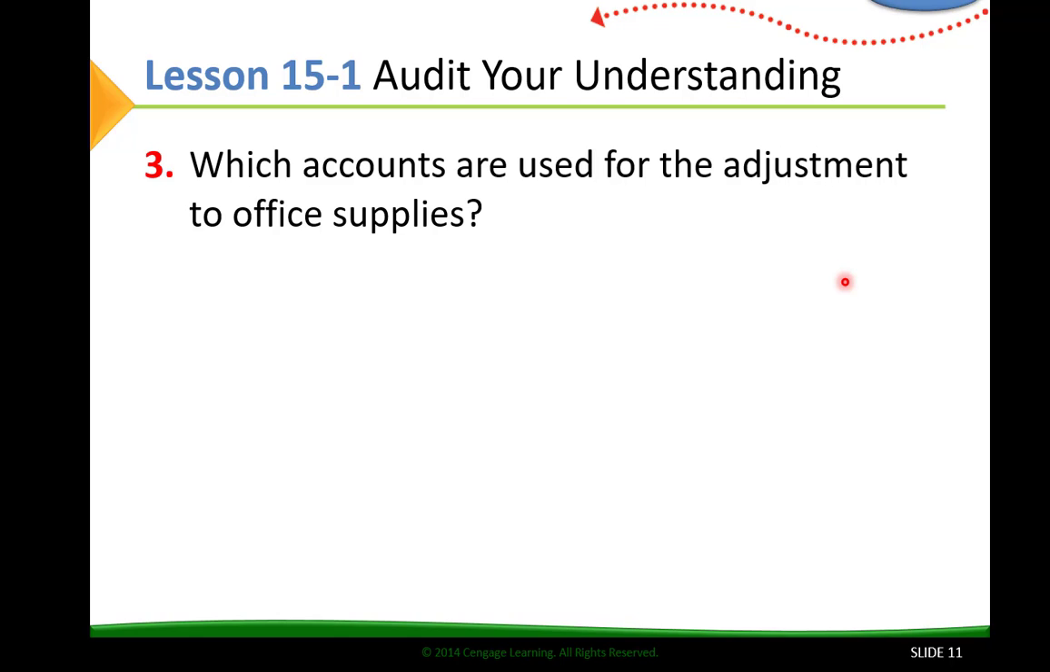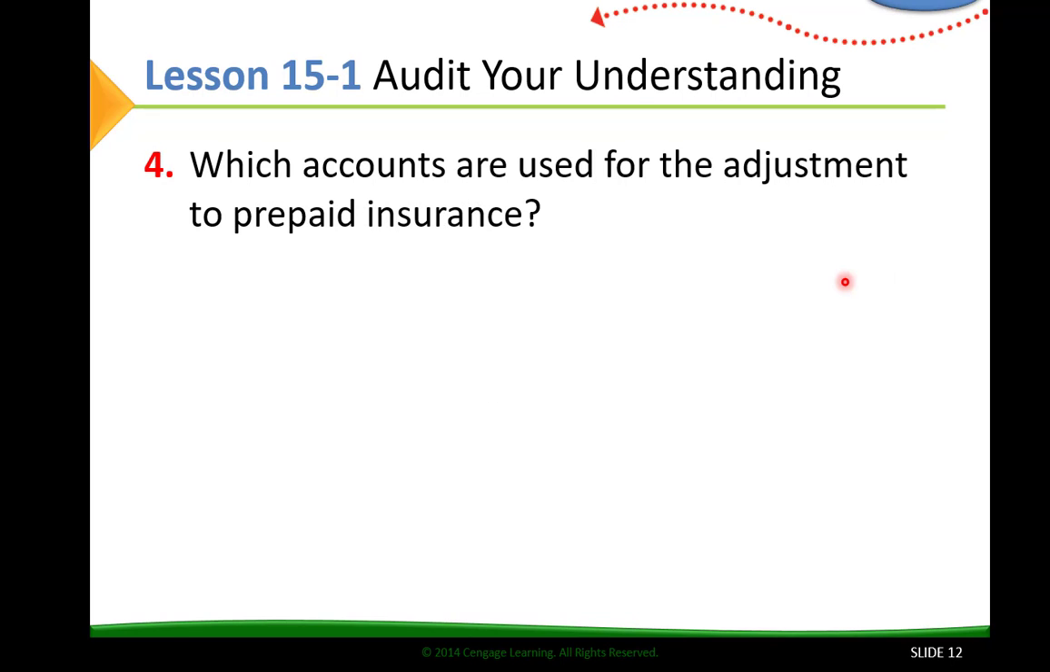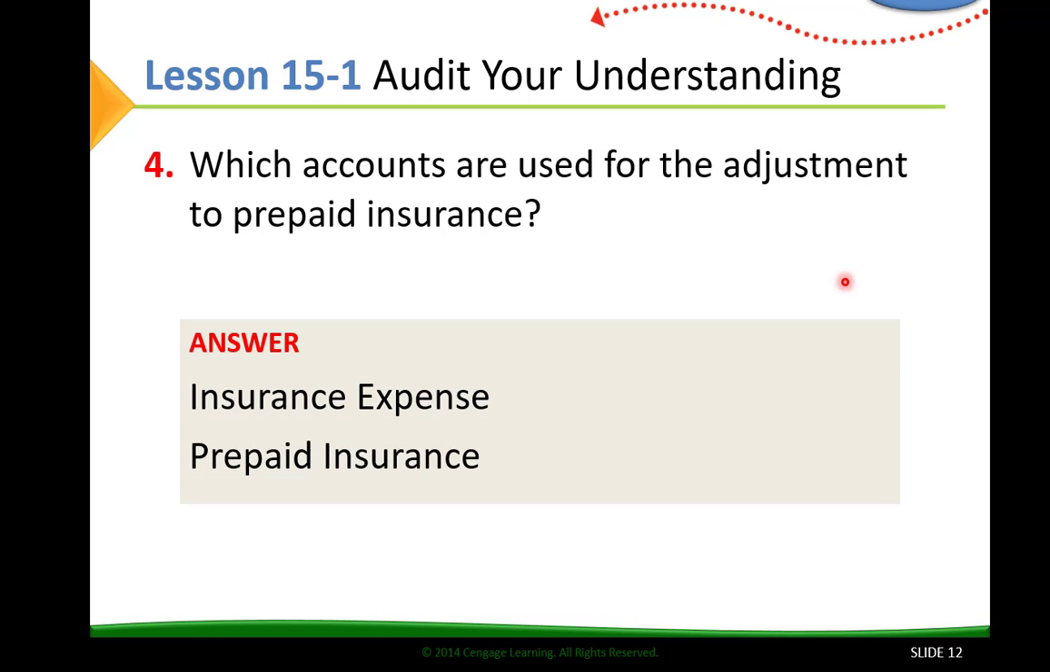Which accounts are used for the adjustment to office supplies? Supplies expense office and supply office. The expense account is your expense account, and the other one is your asset account. Which accounts are used for the adjustment to prepaid insurance? Insurance expense and prepaid insurance.